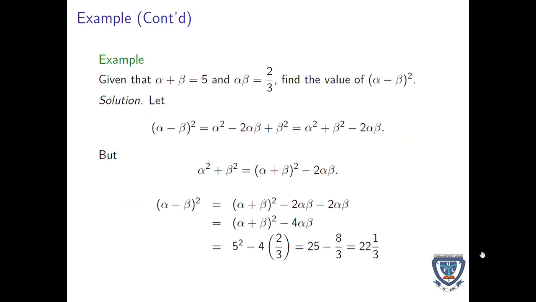Alright, so let's look at some examples. Given that alpha plus beta is equal to 5 and alpha beta is 2 over 3, find the value of alpha minus beta all squared.